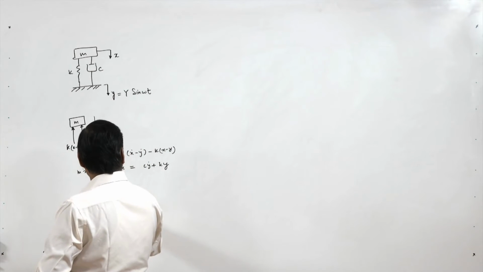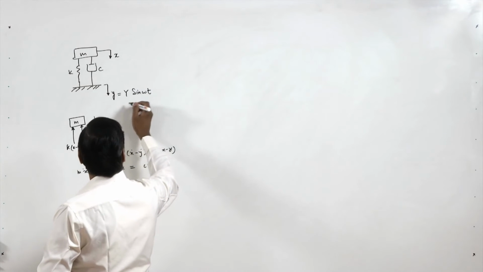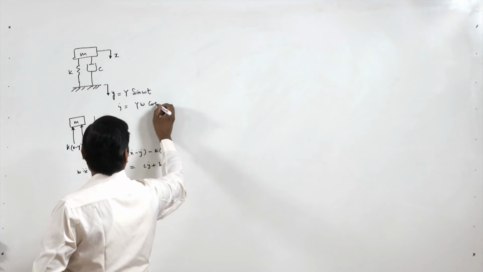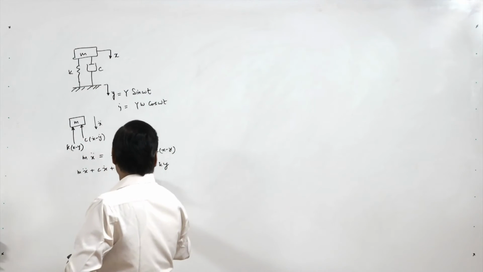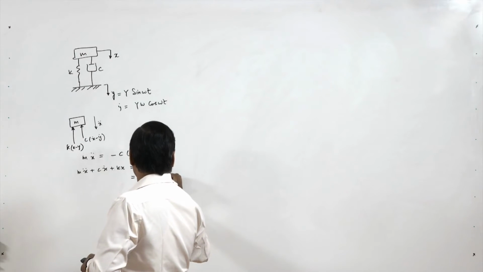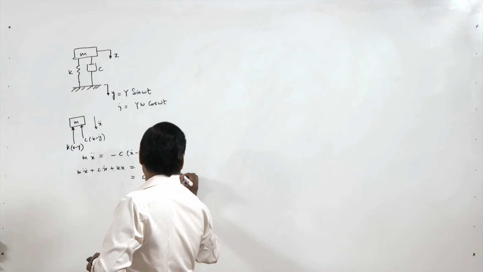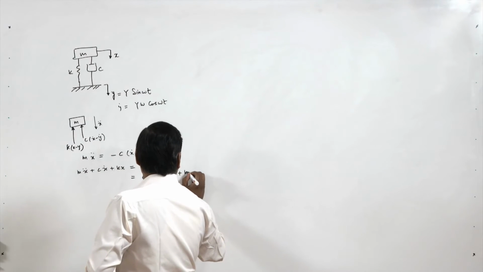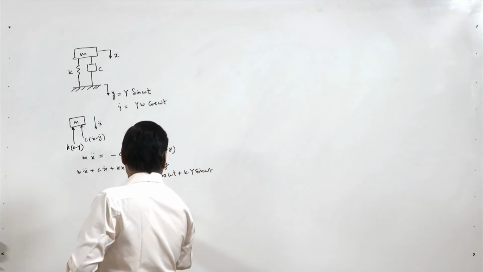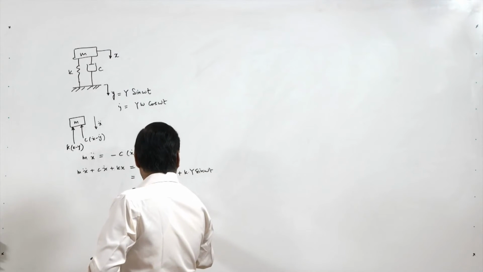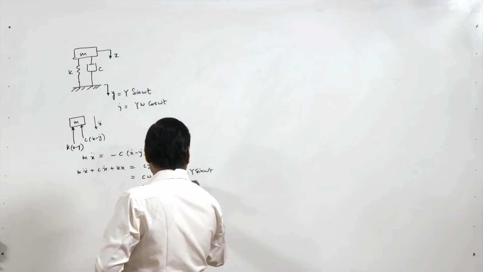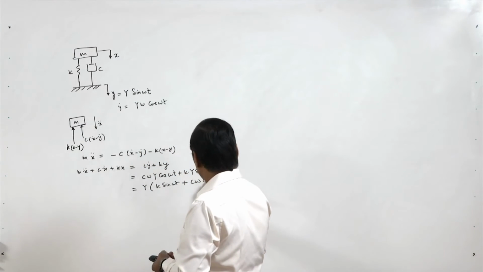Now we have y equal to Y sin omega t and y dot equal to Y omega cos omega t. So here we can write c omega Y cos omega t plus k Y sin omega t. So we can write Y into k sin omega t plus c omega cos omega t.